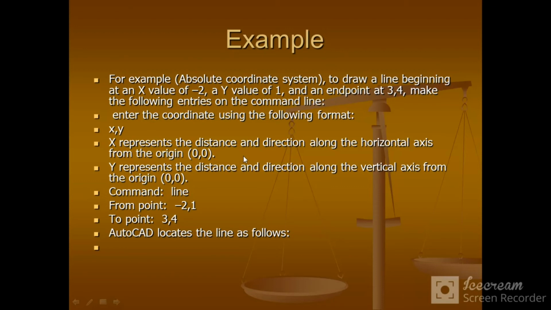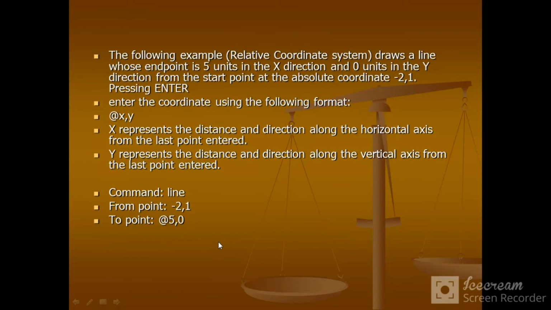X represents the distance and direction along the horizontal axis from the origin 0, 0. Y represents the distance and direction along the vertical axis from the origin 0, 0. Command: LINE from point -2,1 to 3,4. AutoCAD locates the line as follows.